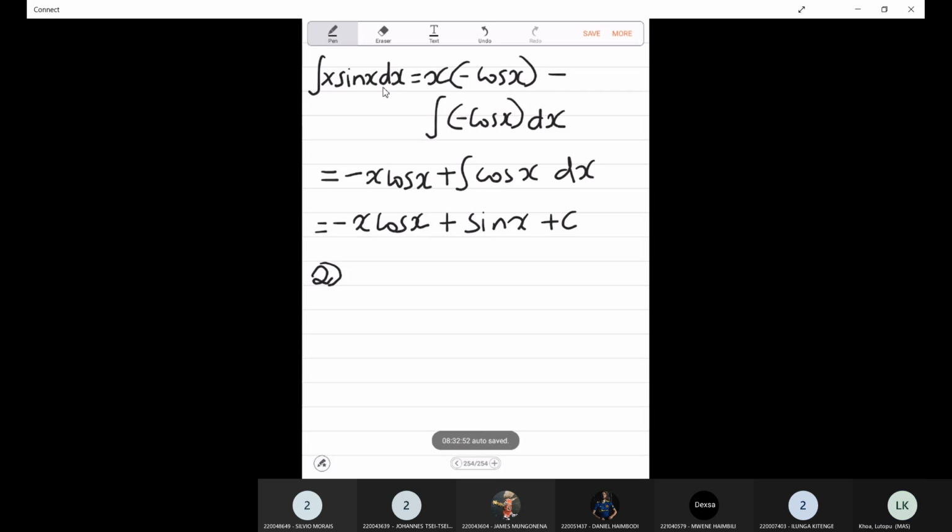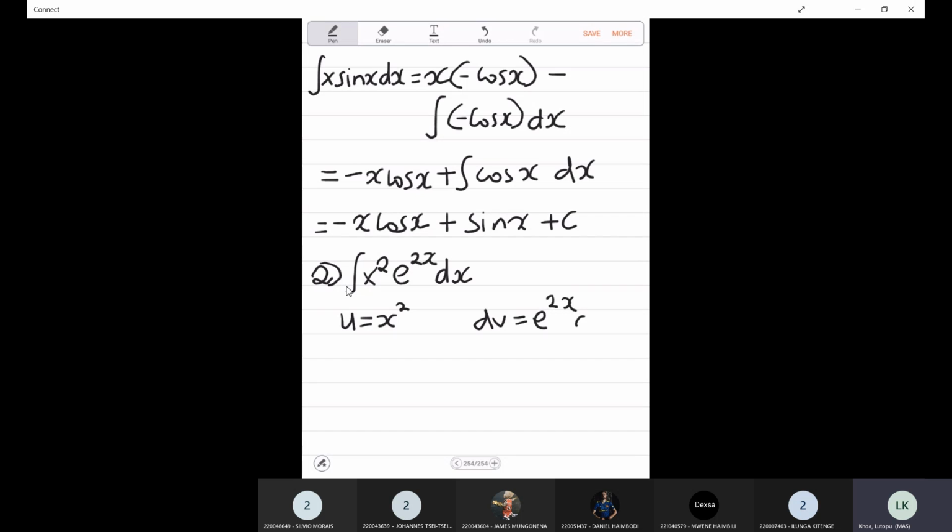This one. The integral of x squared e to the power of 2x dx. So we have to integrate this. The first thing we said, pick your u, that is the one you're going to differentiate, and your dv, that is the one you are going to integrate, because you have a product over here. So here we say u is equal to x squared, and then our dv is going to be e to the power of 2x dx.